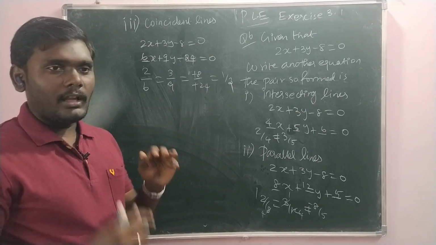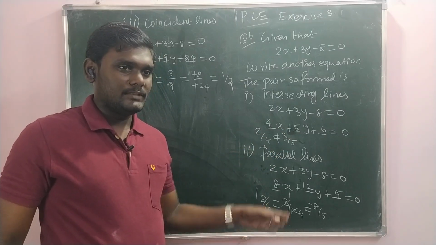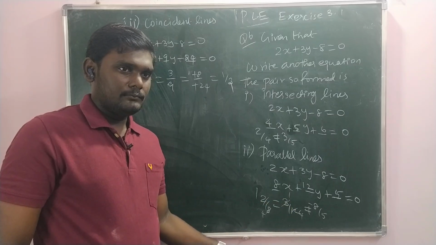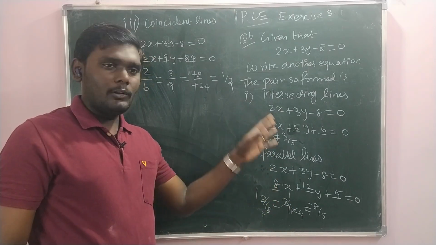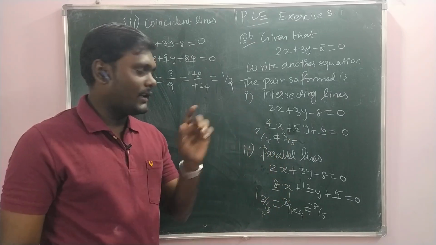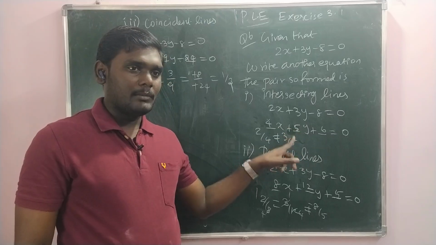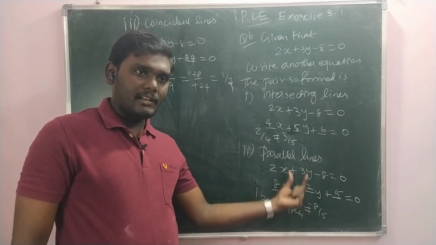Now, I want you to give a separate example using this concept, your own examples. As this answer differs from person to person, try to give your own answers. Don't memorize this. Go with the concept. Once again, if we want intersecting lines, we randomly fill in some numbers. Make sure the ratios are not equal.